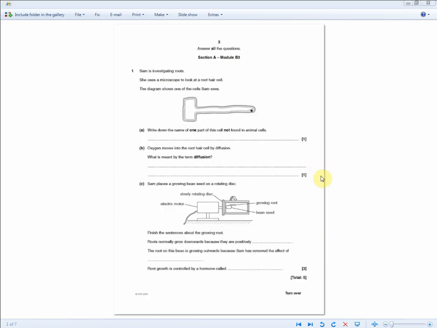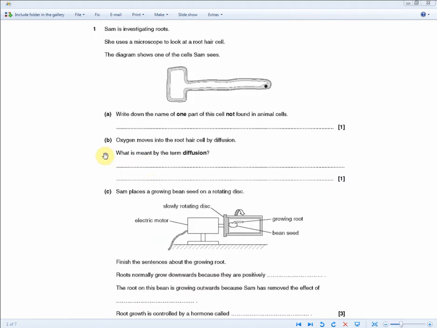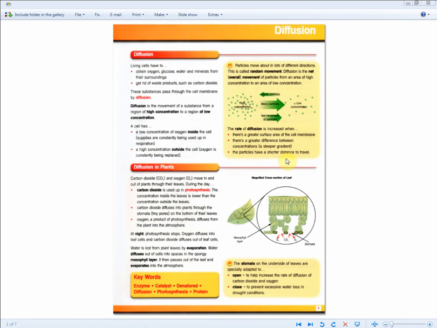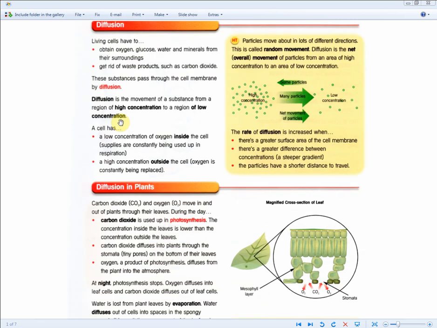The next exam question is a simple one mark question, which basically asks you to recall the definition of what diffusion is. The question reads, oxygen moves into the root hair cell by diffusion. What is meant by the term diffusion? So to get this one mark, you just need to recall the definition from the revision guide, which is diffusion is the movement of a substance from a region of high concentration to a region of low concentration. So it's important to memorize this definition. One mark, just like that.